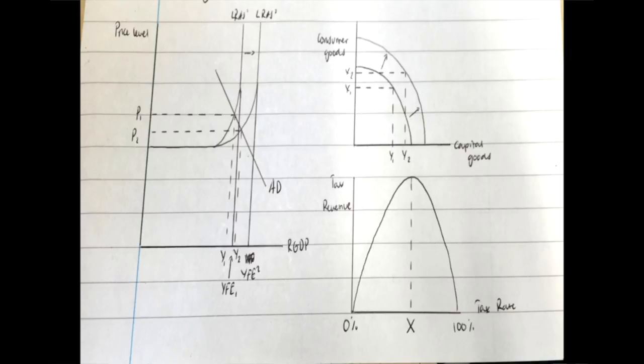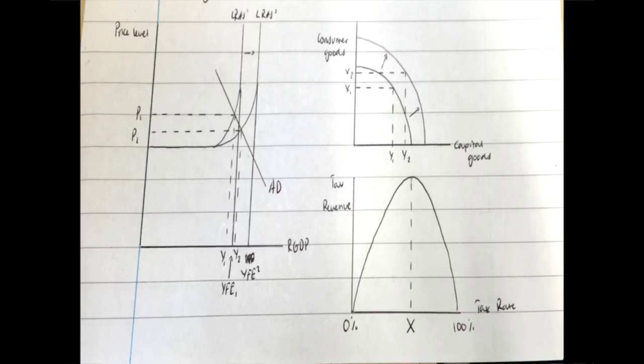So here's another example of it. This is a Keynesian long-run aggregate supply curve, which we can see shift from LRAS1 to LRAS2. Again, this drives price from P1 to P2, increases Y from Y1 to Y2, and also increases the YFE, which is full employment, so the maximum potential of the economy, from YFE1 to YFE2.